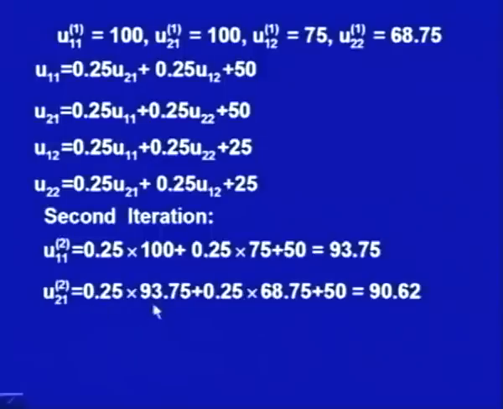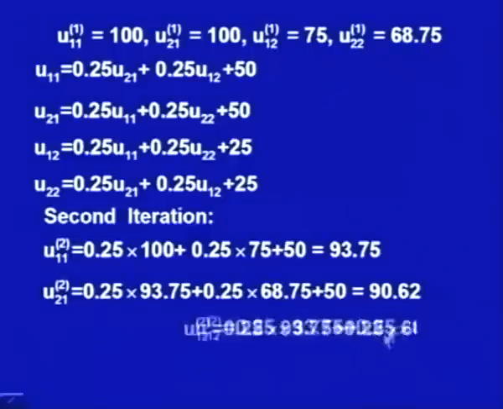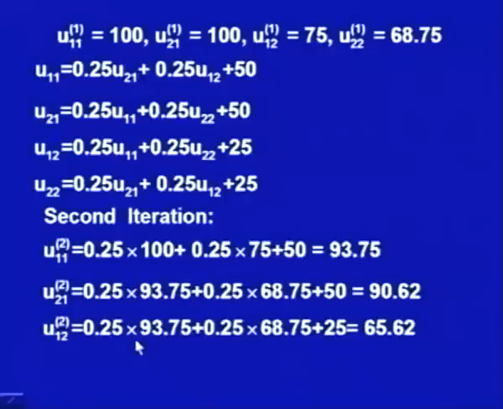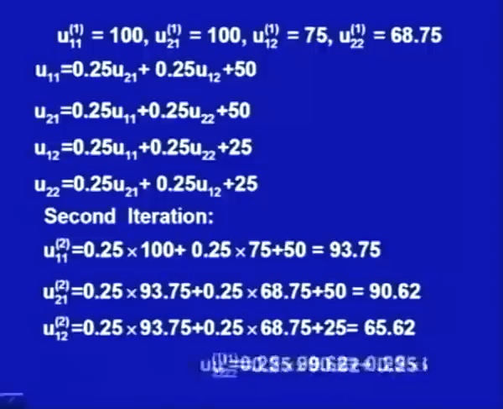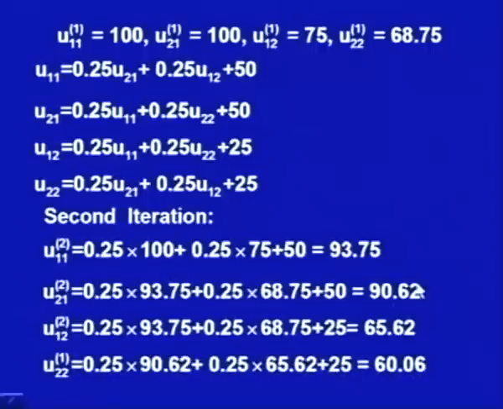So, 0.25 into 93.75 plus 0.25 into 68.75, this is 90.62. Similarly, here we would use 93.75 and 68.75. So, we are getting 65.62, and finally, we would use 90.62 and 65.62 over here, and we get 60.06. So, like this we would move on and try to reach the solution. How to stop it? We do not know the actual values. What we do is, when in two iterations the approximations we are getting are very close enough, we stop.